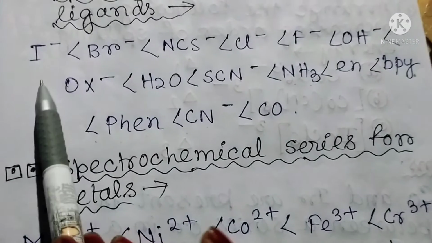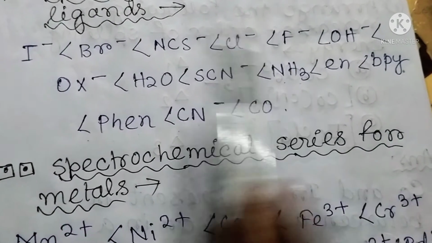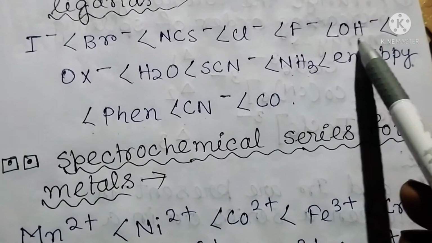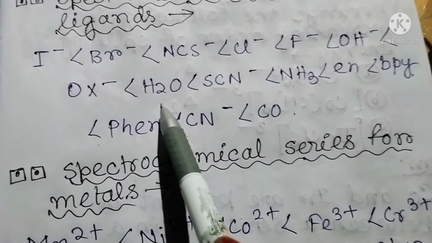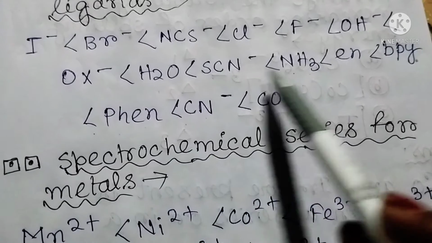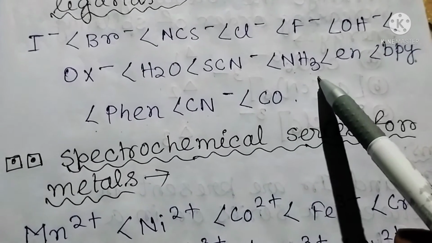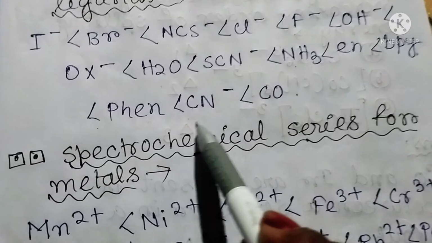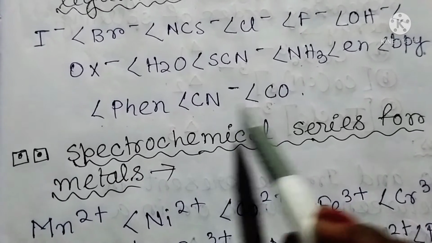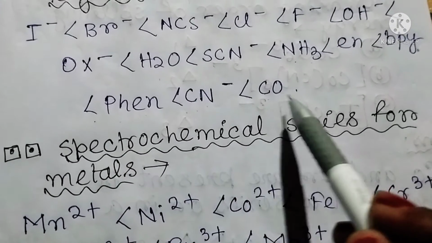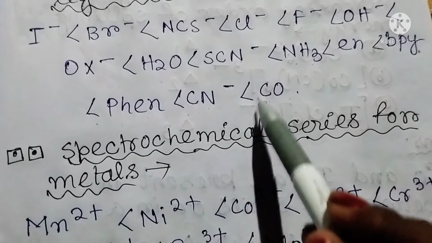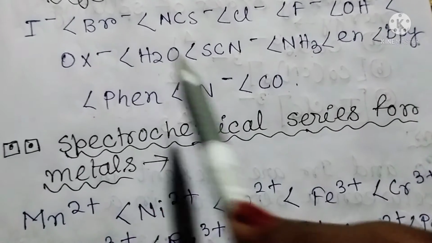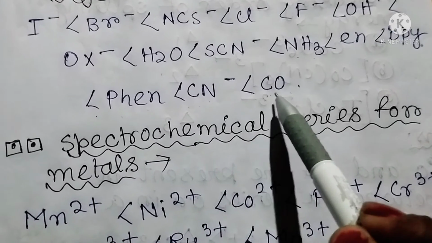Let's see, students. From iodine to fluorine, they are halogen donors. From OH minus to H2O, they are oxygen donors. From here, they are nitrogen donors. From here, they are double bonded, and here they are the strongest. Cyanide and carbon monoxide are at the end of this series. This is a very strong field ligand.